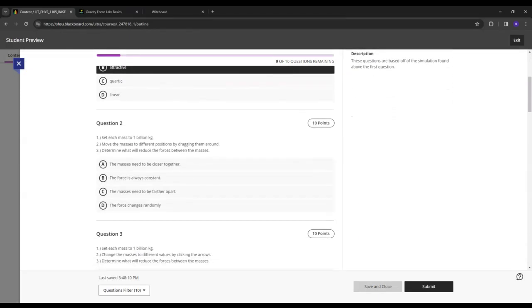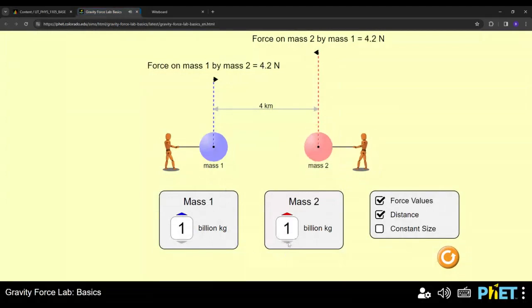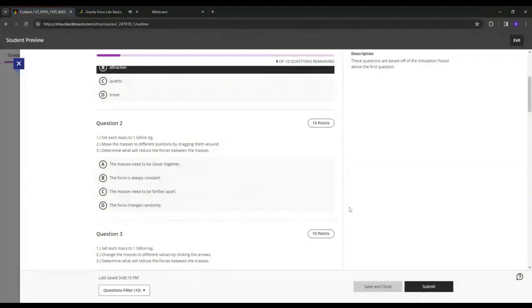Okay, then the rest of these questions should mostly just be off of modifying the simulation. We're going to set each mass to 1 billion kilograms. So by default, they're 2 and 4, or sorry, billion kilograms. Then we want to move to different positions. So we're going to change the separation distance over and over again. And we want to reduce the forces between masses. So we want to see what's going to make a smaller answer.